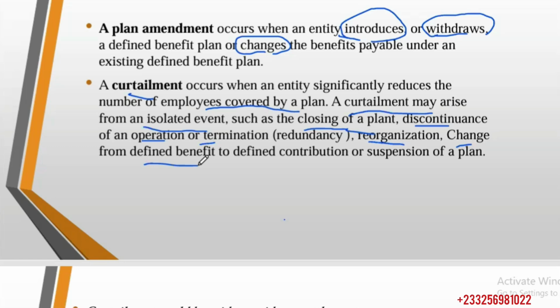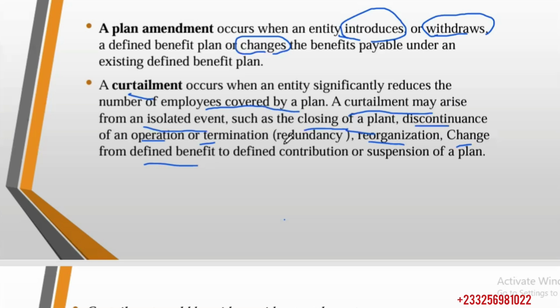So that's curtailment. We said curtailment is basically the reduction in the number of employees covered by the plan, right? And these are the activities that can cause the reduction in the number of employees that are covered by a plan, right?